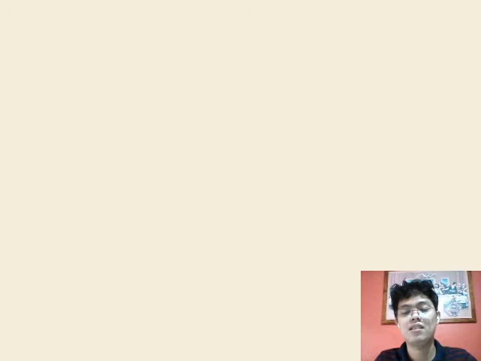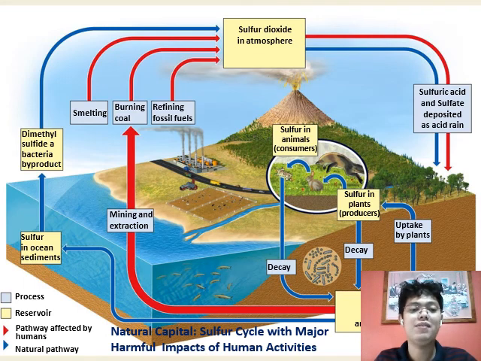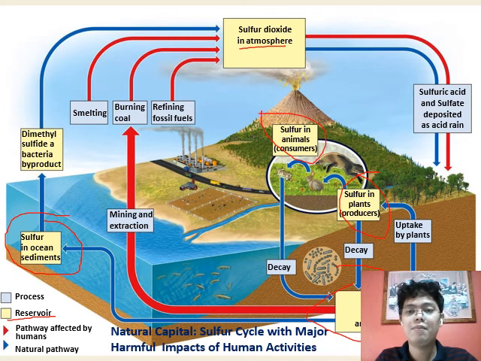Simplified model of the circulation of various chemical forms of sulfur in the sulfur cycle with major harmful impacts of human activities. So let's start with the reservoirs. So we have sulfur in ocean sediments. We have sulfur in rocks, minerals, and fossil fuels, in plants and animals, and then in the atmosphere.